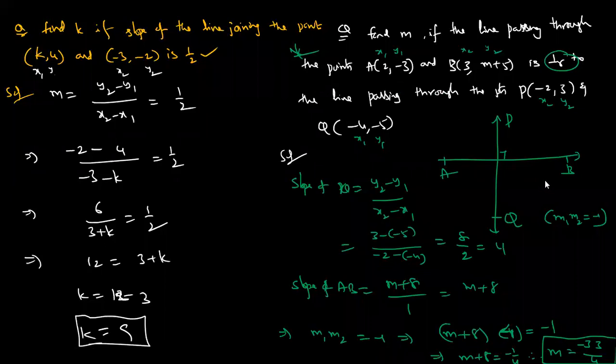Slope of AB. They're asking what m means here. This is the value of the coordinate of B. Here m is not a slope. It is the value of the coordinate of B. See carefully. Don't think m is a slope here. It is the coordinate.